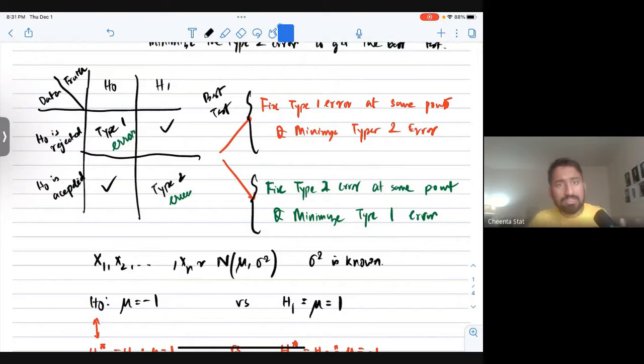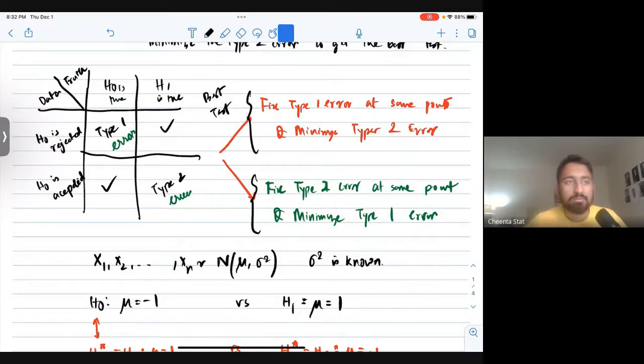So let's revise that in a statistical test, if the truth is h naught and h1 respectively, and the data shows h naught is rejected or h1 is rejected, there are two kinds of errors. One is when h naught is rejected given h naught is true, and another is when h1 is rejected given h1 is true. These two are called type 1 error and type 2 error. The probabilities of these two errors are what we are trying to find.